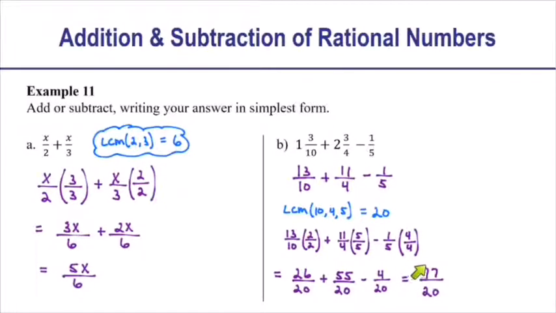Now remember what we said. This answer is improper, but the question was asked in a mixed number form, so this answer should be converted back to a mixed number form. How many times will 20 go into 77? Well, 20 will go into 77 3 whole times with 17 left over. So this is going to be 3 and 17/20. And there's our final answer.